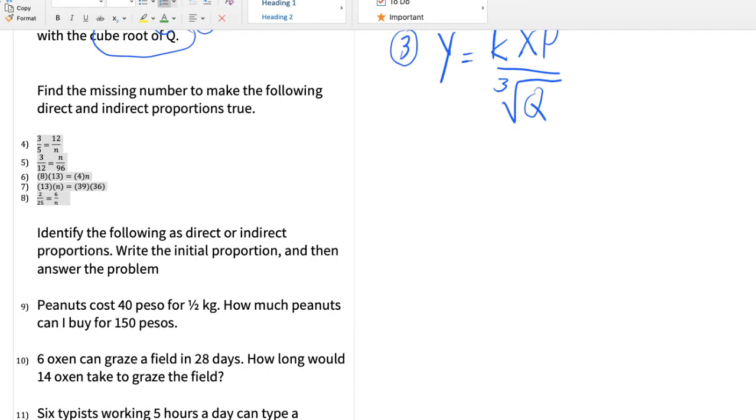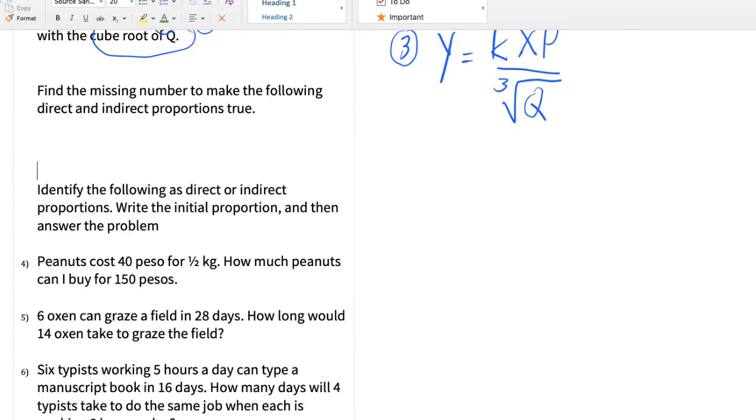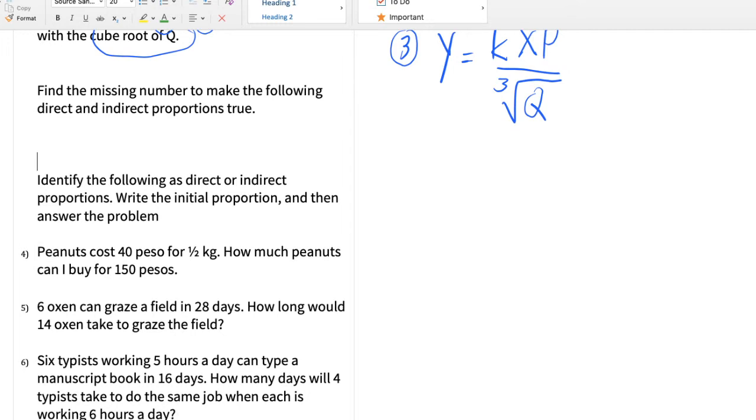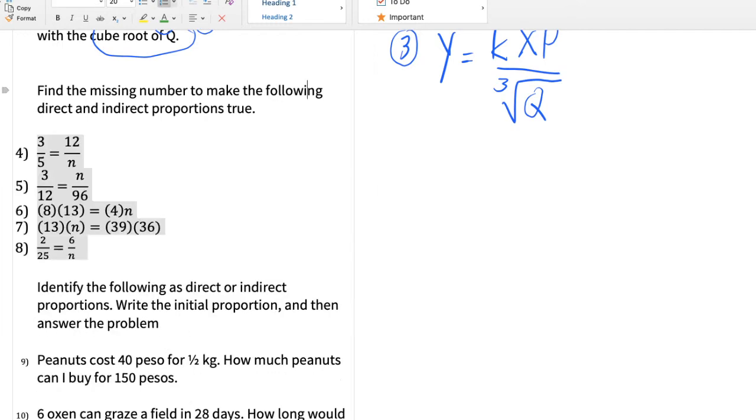Okay, for number 4, what happened? But ang bagal today. Okay. Kaya ba today? Ayan, kinaya naman. Number 4.